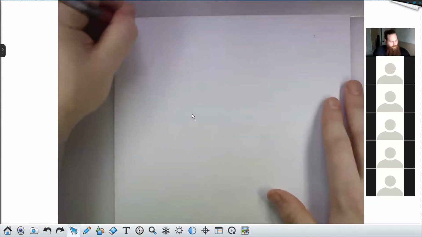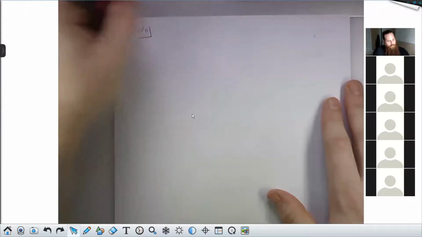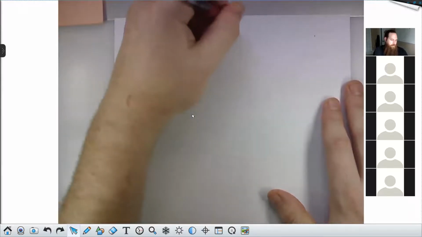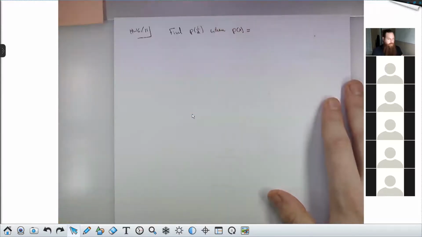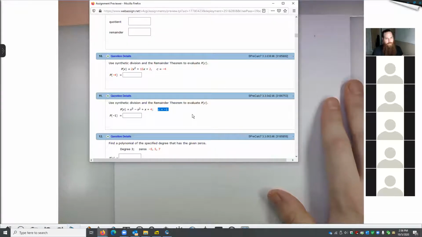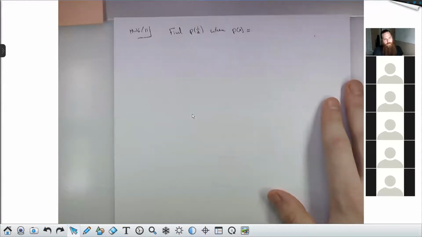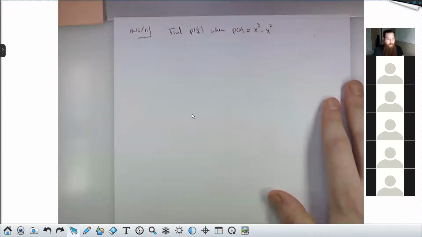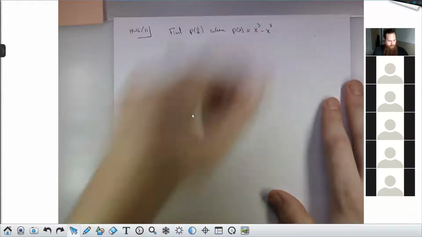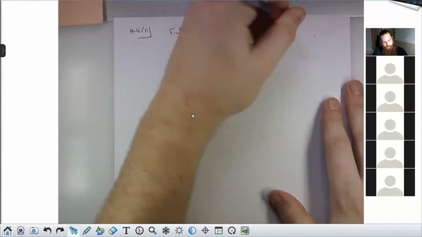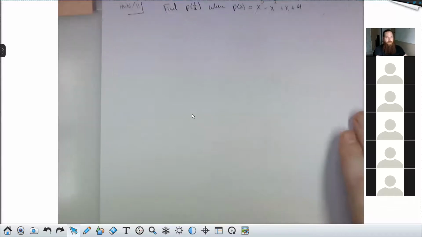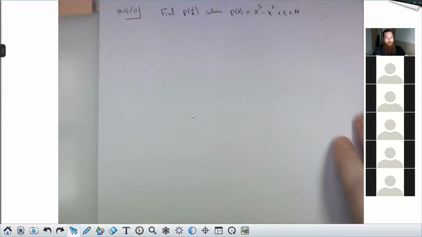This is similar to homework 6, number 11. Find P of 1/2, where P of x is, and I'll use their P of x, x cubed minus x squared plus x plus 4. So if I wanted to find P of 1/2, I would have to plug in 1/2 for x everywhere.